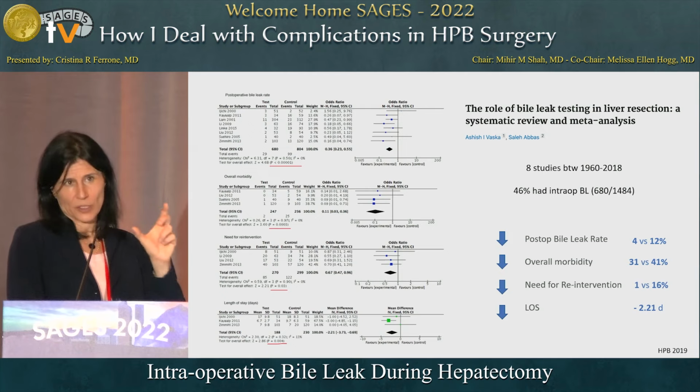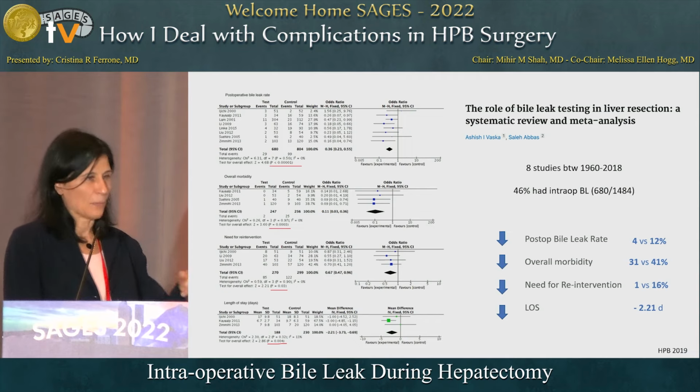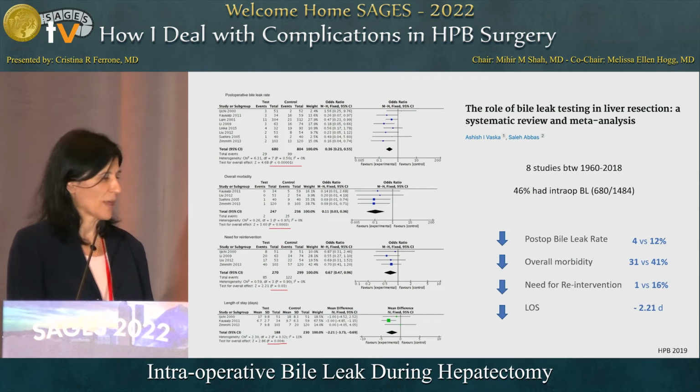And make sure you leave your cystic duct stump long so that you have the ability to put your catheter in, because you will be putting some traction on the cystic duct, and the more length you have, the easier it is to do that.